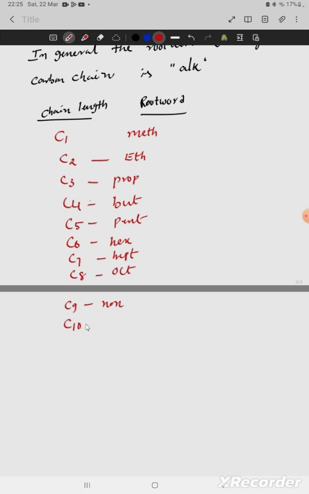Ten carbons dec. Once we see there is a one carbon chain in the organic compound, we call it meth, eth, prop, but, pent, hex, hept, oct, non, and dec. These are 1 to 10 carbons, and based on that we give the root word. Suppose 11 carbons are there, what is the root word?